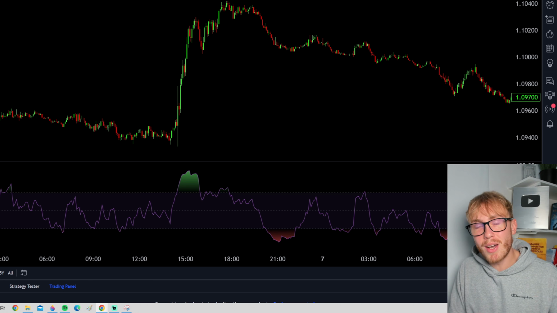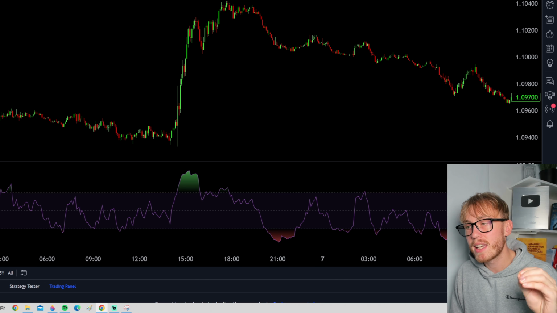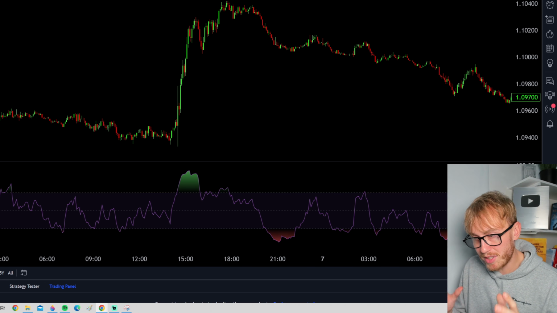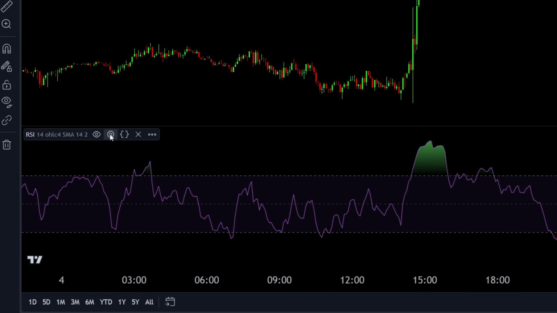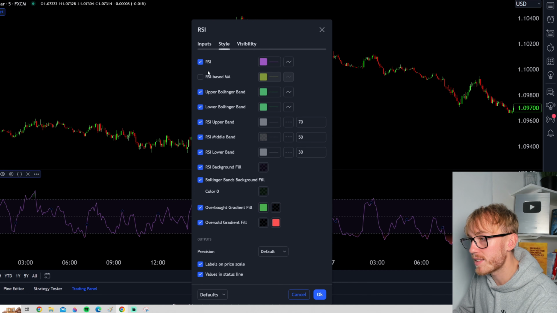Alright, okay, so now let's take a look at our fourth and final RSI setting in this video. And this is a setting that everyone needs to know about. This one is super important. So let's take a look at this one right away. We go here to the settings tab of the RSI. And now we actually want to switch attention and take a look at the style tab.